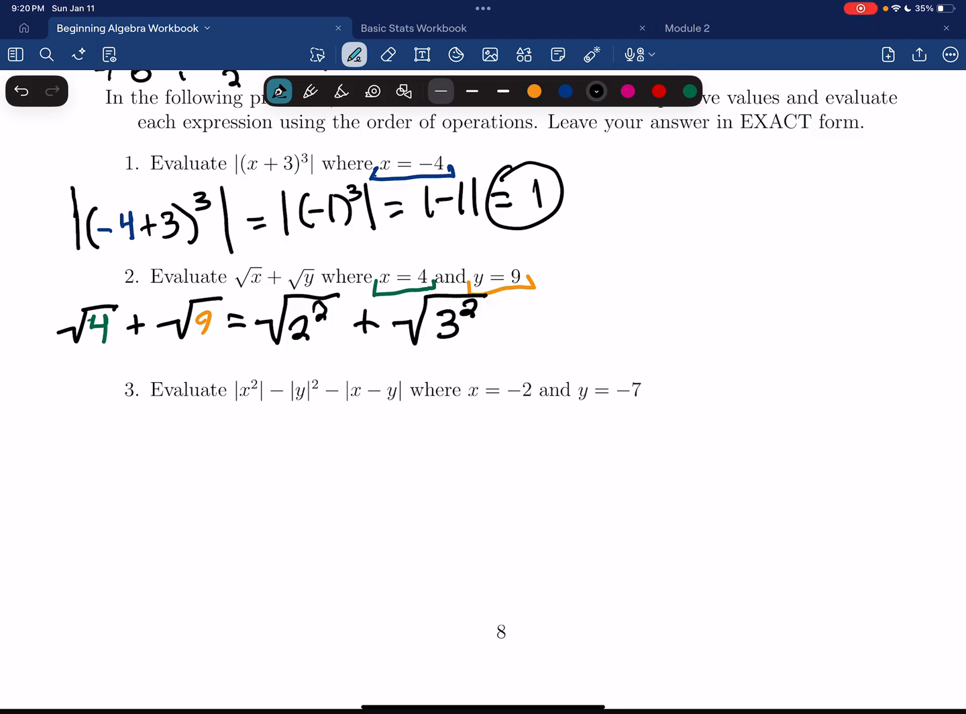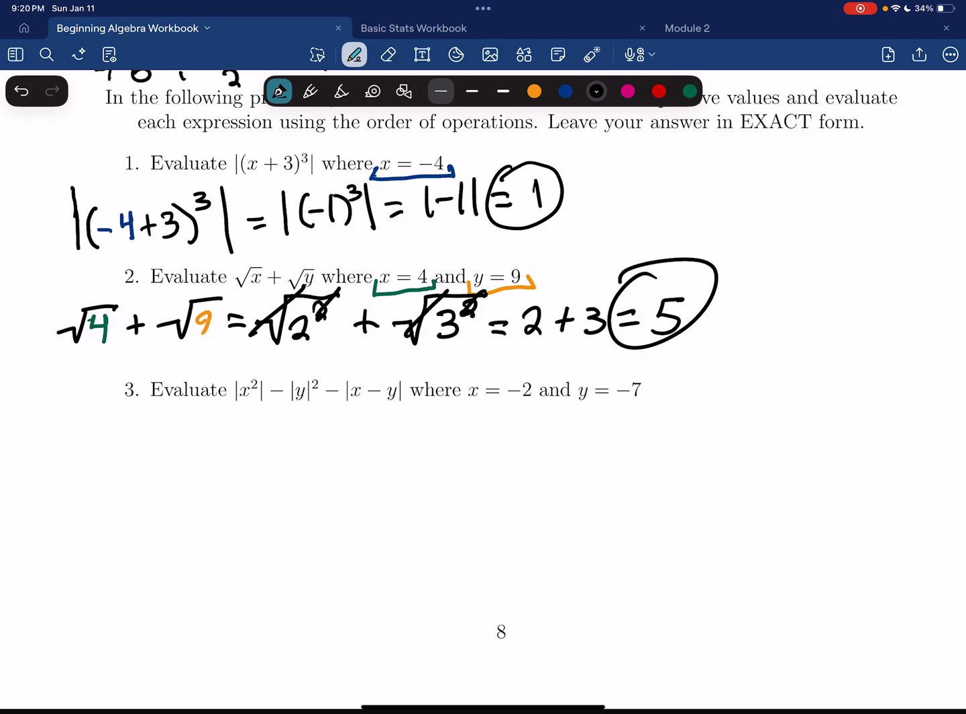And now, because we know the square root is the opposite of something squared, these square roots and squareds cancel. So we're left with 2 plus 3. And 2 plus 3, well, that's just 5. And that's your final answer.